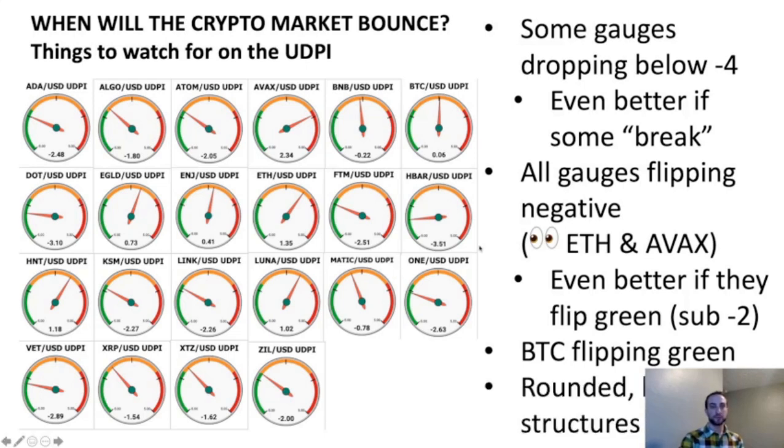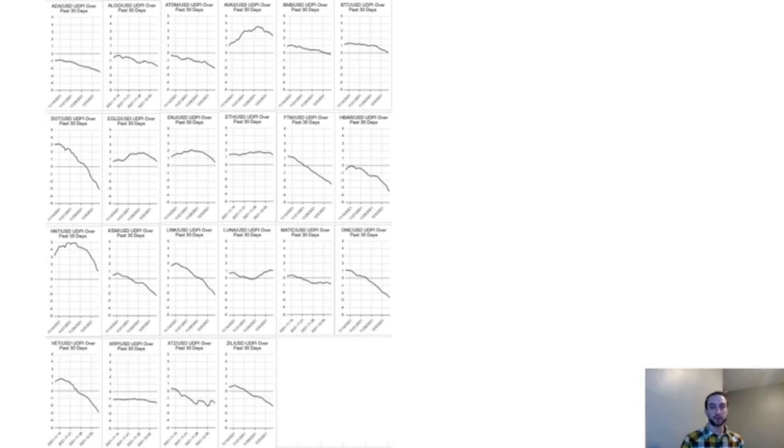Okay, so those are a few things. One more thing, back to looking across them as a whole, is if we see signs of bottoming on these UDPI charts. You can look at price charts and try to identify bottoming structures. You can do something similar with UDPI charts. And it'll be interesting to see if and when some rounding forms on these charts. Let's see what that looked like.